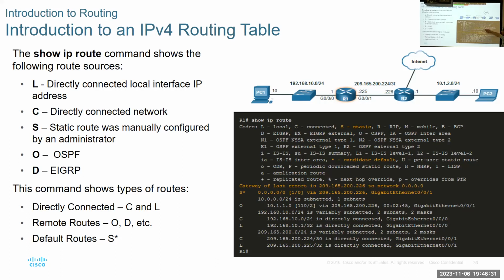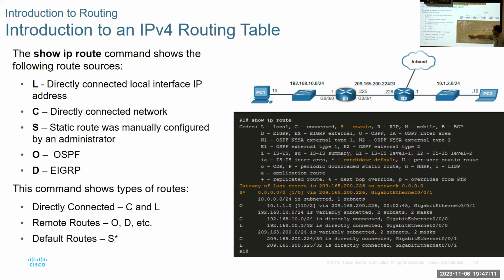So we'll look at the first entry, the static route that an administrator created, which is the default gateway. The 0.0.0.0/0 network means any network that's not in the routing table. So any network that's not in the routing table, I'm going to send those packets to .226, which is router 2, out my gigabit 0/0/1 interface. This is router 1's routing table.